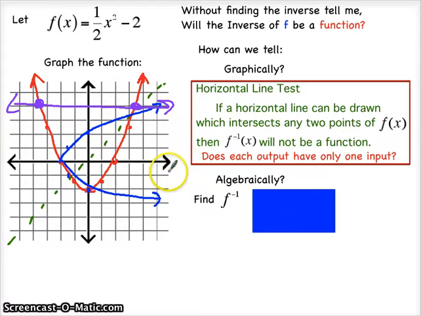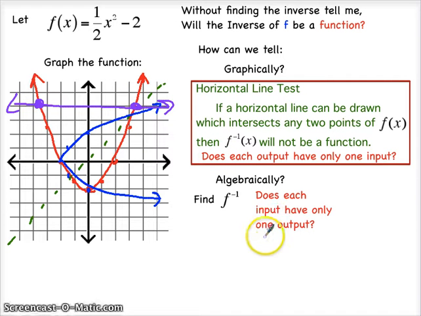Otherwise, although every input already had one output, every output right now, note that y equals 4, has two different inputs. It would not have an inverse function. Again, algebraically, how would that show up? Does every input have only one output?